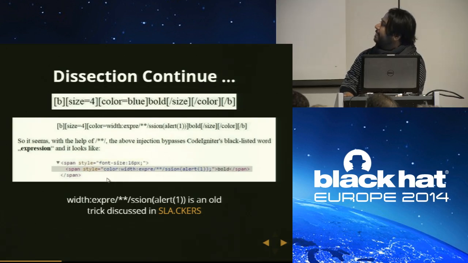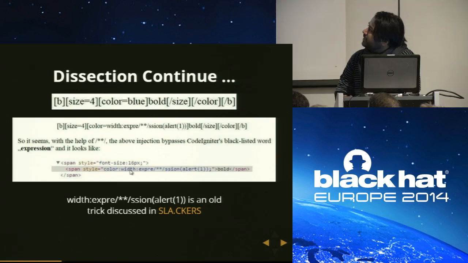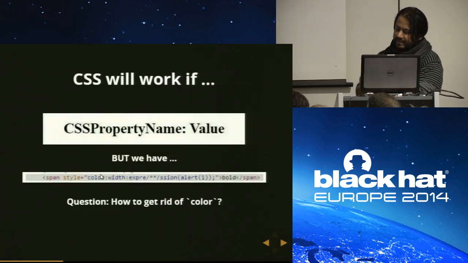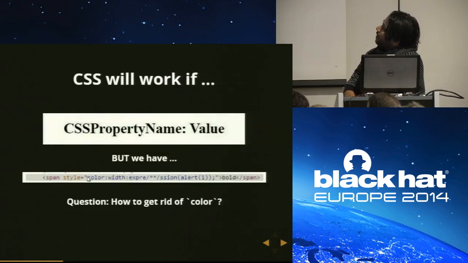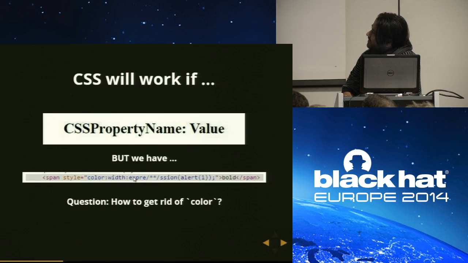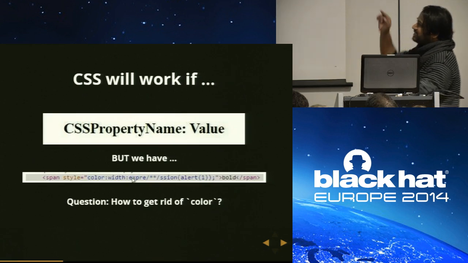But the problem: this width expression can only work if it is the value of a style. I discussed the problem on the next slide. Here, the problem is that CSS will only work if we have a property name and a value. But here you see there is a style tag. This is a property name. The CSS parser will assume this is a property, color, and it's simply width expression. It will not work. The problem is the color.